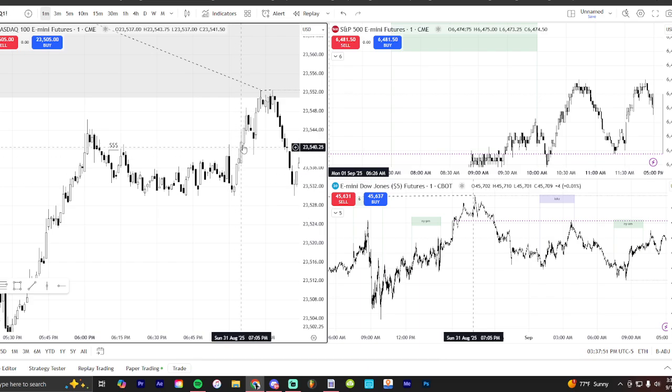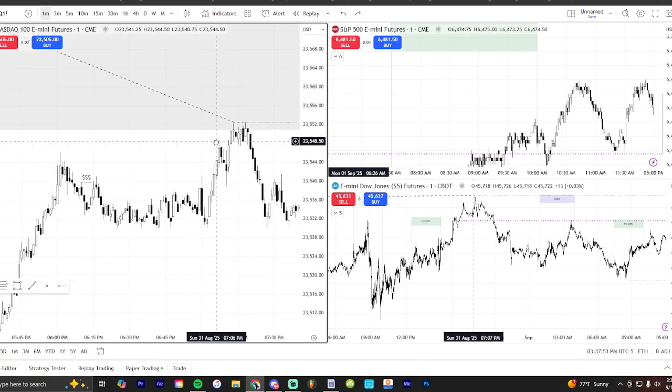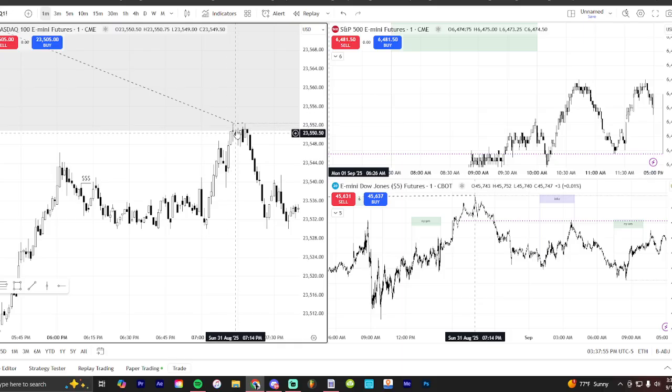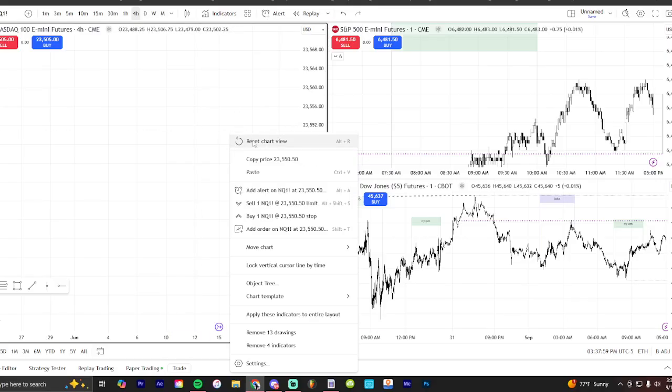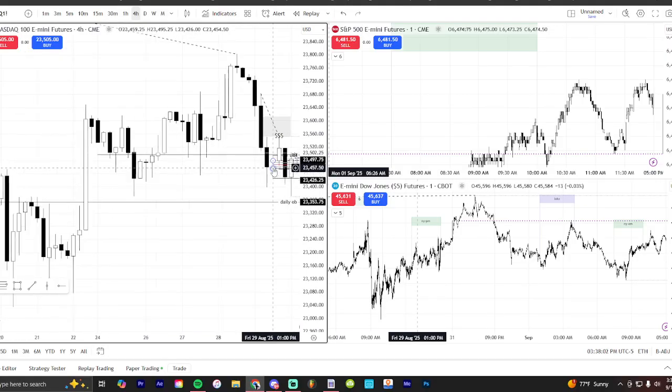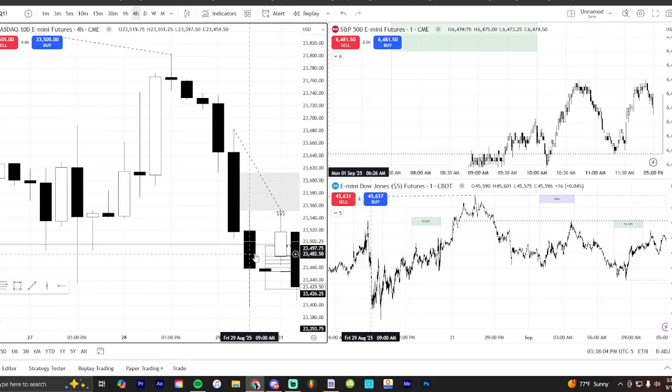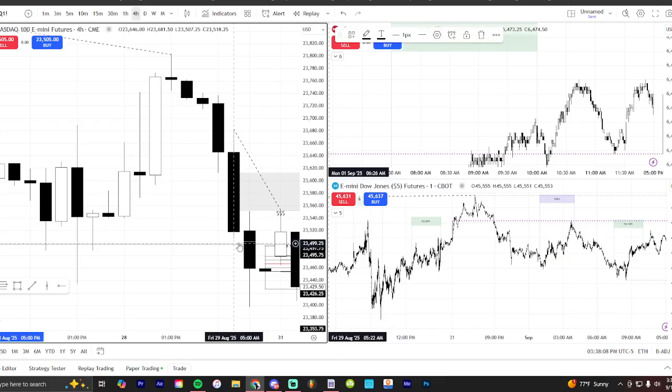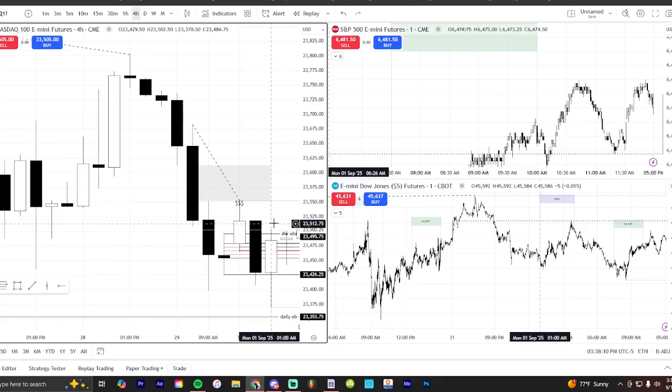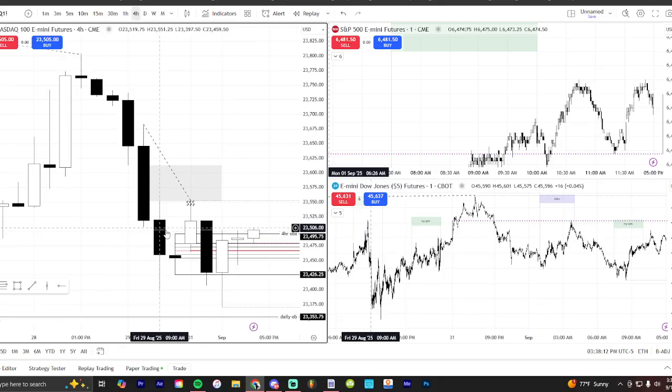There was another opportunity for me to enter, and we actually end up tapping that 4-hour fair value gap. This was the setup that I was really leaning towards, but because we had these stacked SIBIs, I wouldn't have minded entering on this SIBI right here. I wouldn't have minded entering here. Let me get rid of this daily order block, make it cleaner. I wouldn't have minded entering at this daily SIBI.